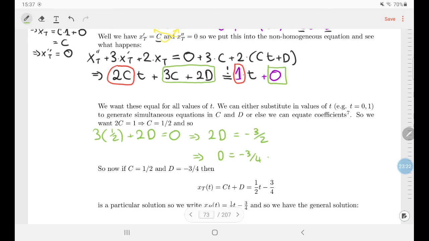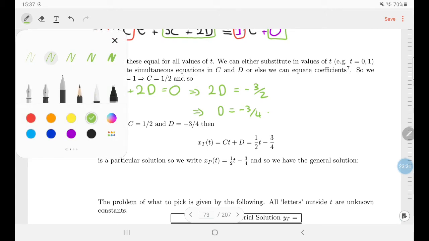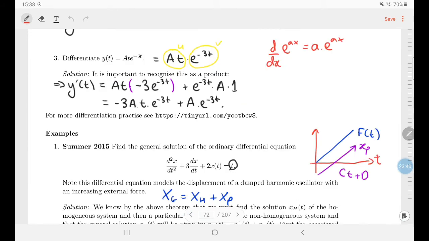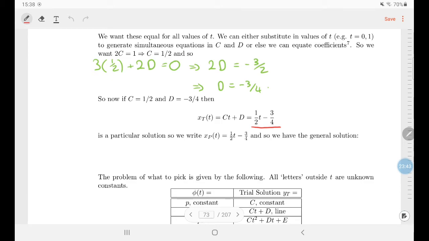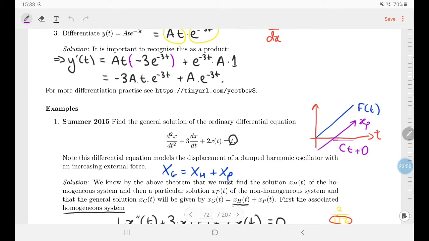Now, what you can see, if c is equal to half and d is equal to minus 3/4, then this is a solution. Now, it's probably worth going back to the previous thing. If you compare the slopes, the slope of this is actually smaller than the external force. So the slope of this is a half. So actually, the xp isn't parallel to the force. It is a line, it's kind of more like that. So the force is actually growing faster than this particular solution.